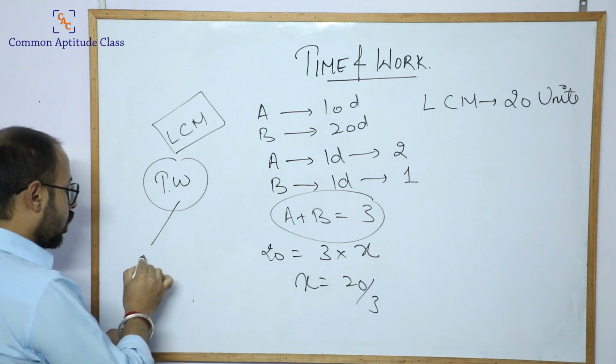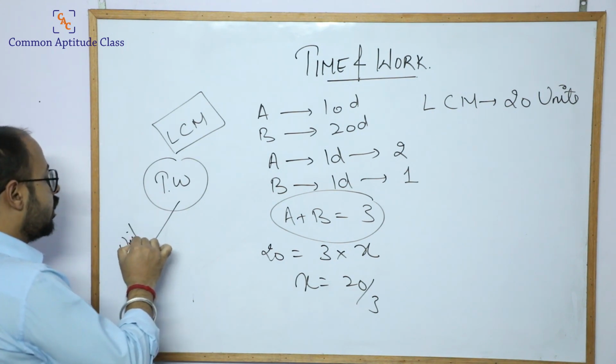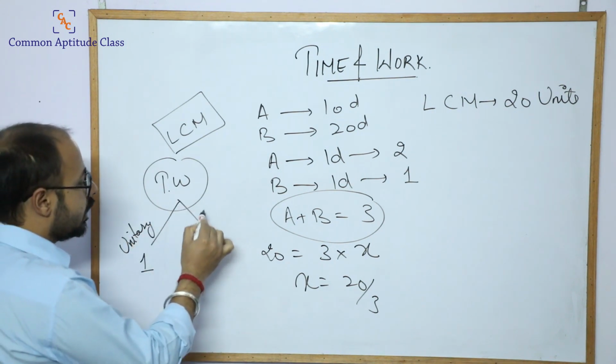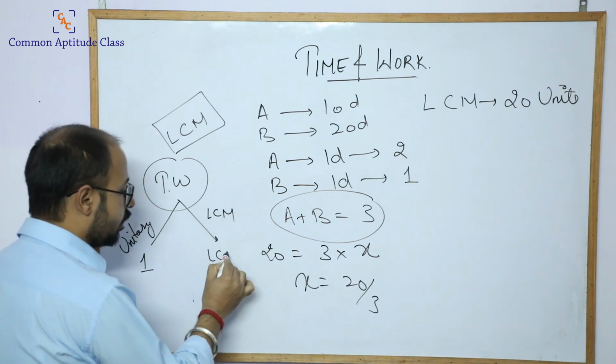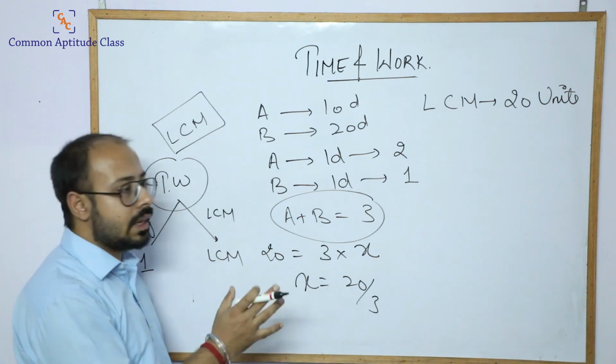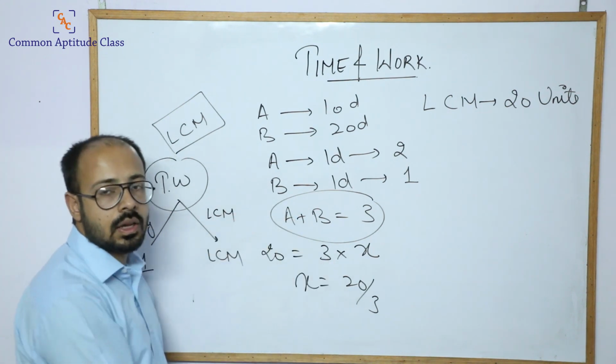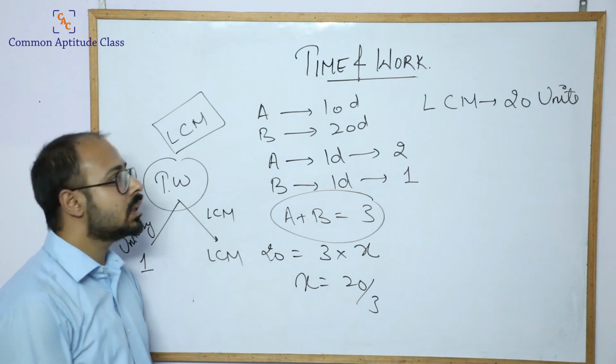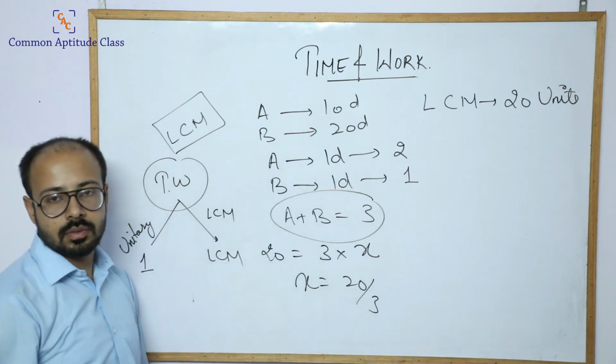In unitary method, the total work done is 1. In LCM method, the total work done is LCM. Fair enough? So we will solve this question in this way and most of the questions in this way, because this will lead us to less number of calculations.